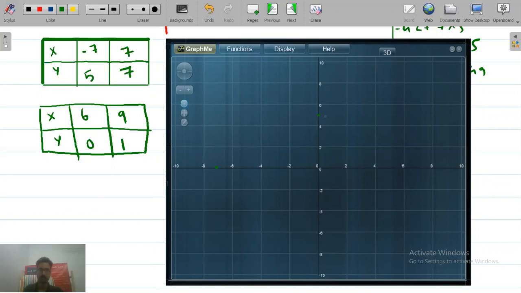Then the next is 7 and 7. That means x is 7, so it will be between 6 and 8. So it will be here. And again y is also 7, so again it will be between 6 and 8. Suppose it will be here. Yes or no? Yes, it will be here. Now you have to join the line.